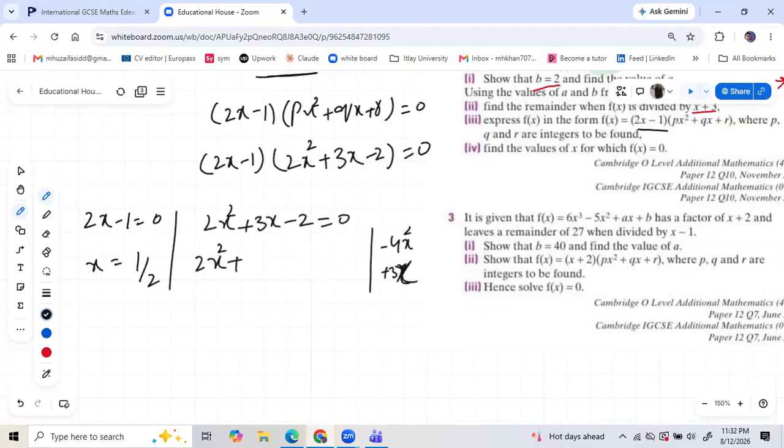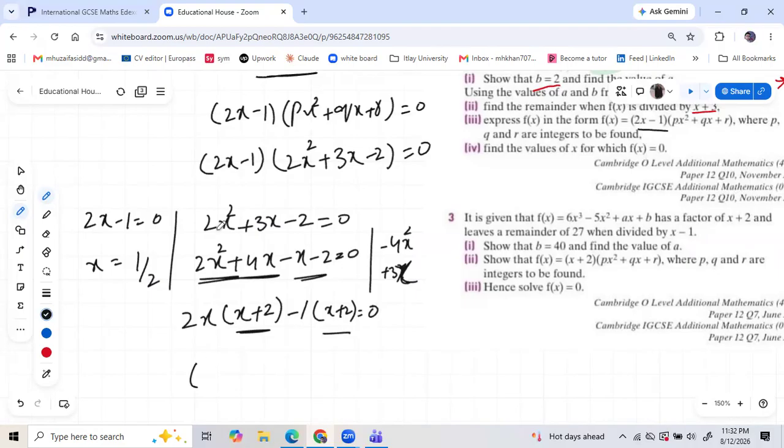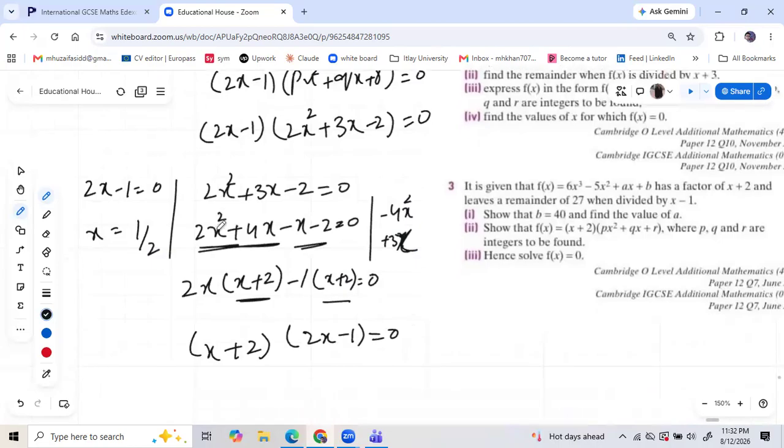2x squared plus 4x minus x minus 2 is equal to 0. So 2x is taken as common, so this is x plus 2, and from here minus 1 is common, so x plus 2 is equal to 0. Then x plus 2 is common, and 2x minus 1 is equal to 0. Got it?